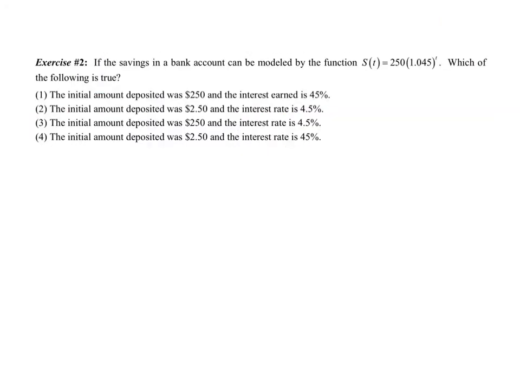Let's look at exercise number 2 and dive into a little bit of a word problem. If the savings in a bank account can be modeled by the function S of t equals 250 times 1.045, which of the following is true? What I want to do is identify in this formula, because this is the first time you're really getting a good look at this formula, what it means. Don't forget that my 250 is in my A spot. My A is my initial value.